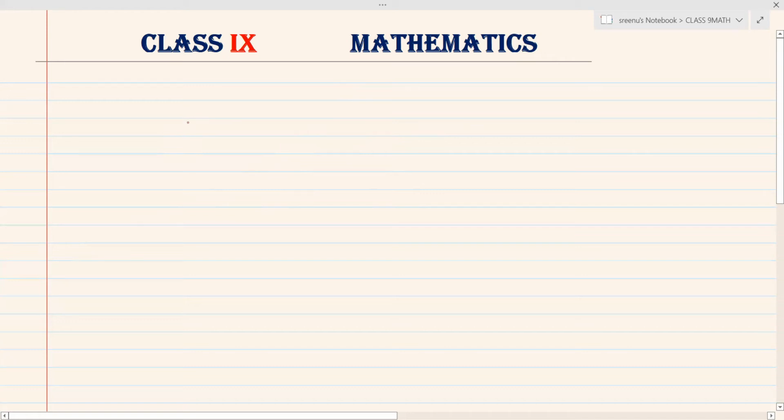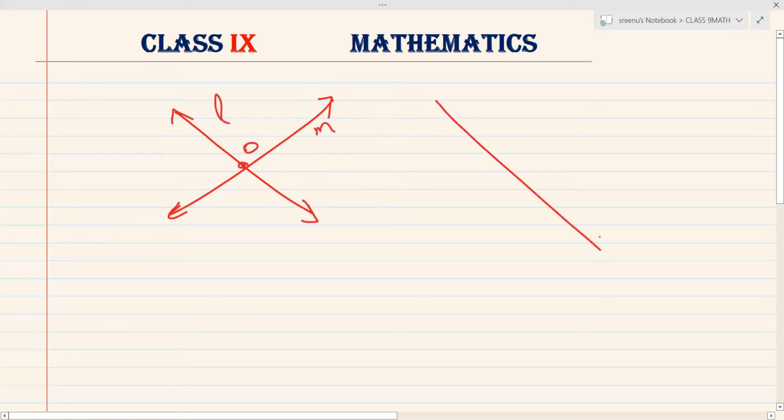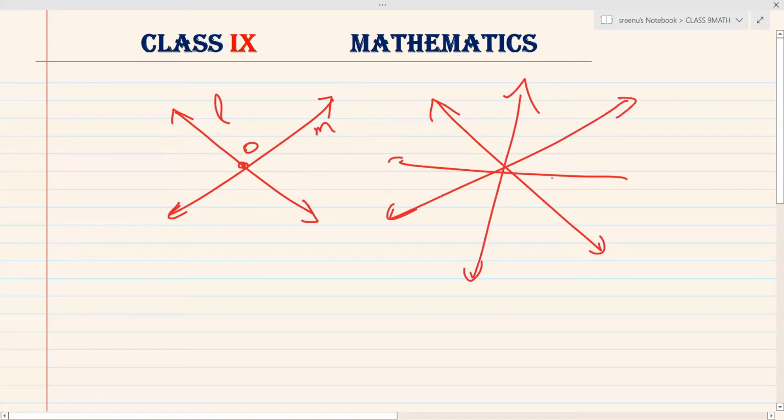Intersecting lines. What is the difference between intersecting lines and concurrent lines? Intersecting lines are just two lines which intersect at a common point, L and M. But concurrent lines are many lines which intersect at one common point. Both concepts are the same. Here many lines will be, here only two lines will be.